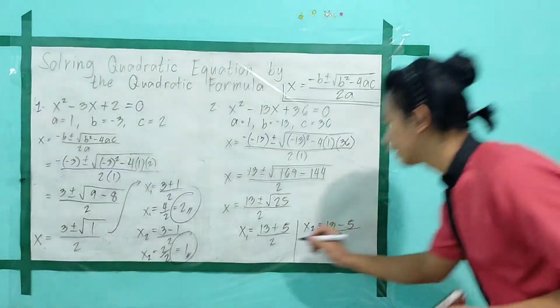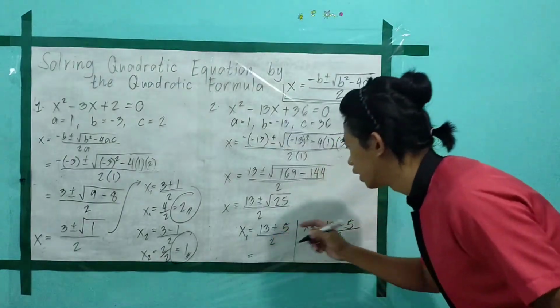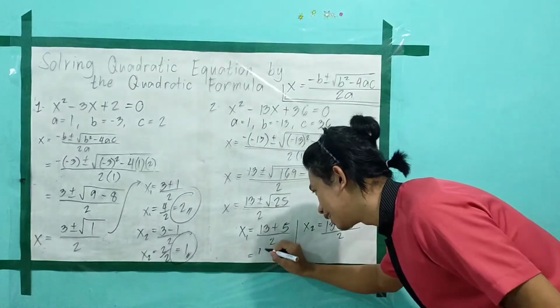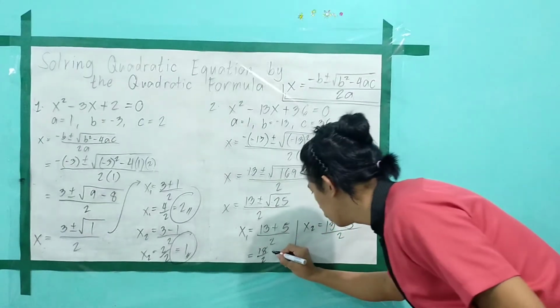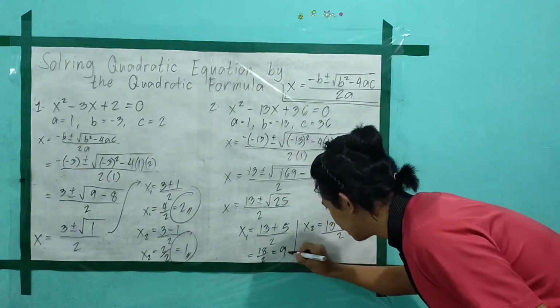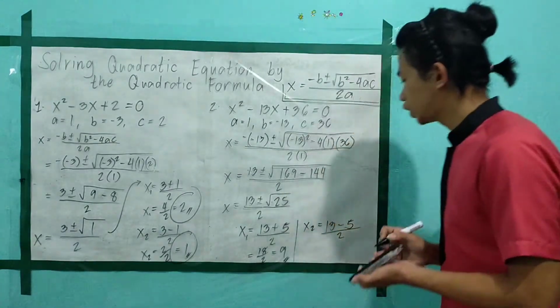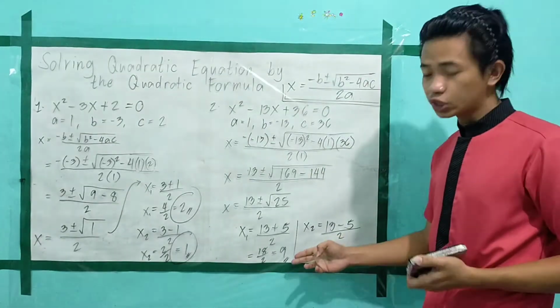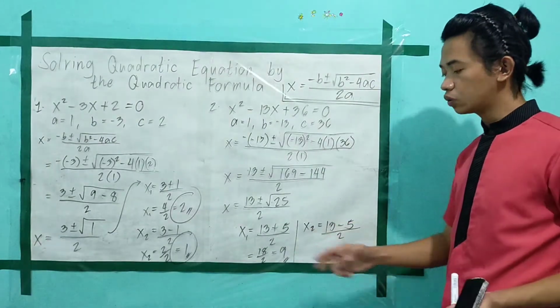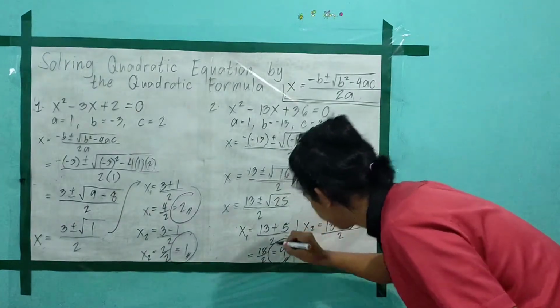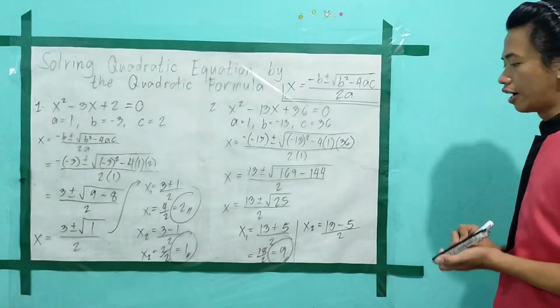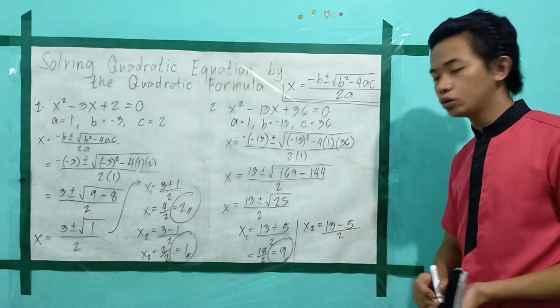Okay, simplify natin. So, we have 13 plus 5, we have 18 divided by 2. 18 divided by 2 is equal to 9. So, the first solution is equivalent to 9 or equal to 9. Okay, next tayo. Bilugin ko na lang. Or x sub 1. Next, sa x sub 2 tayo.